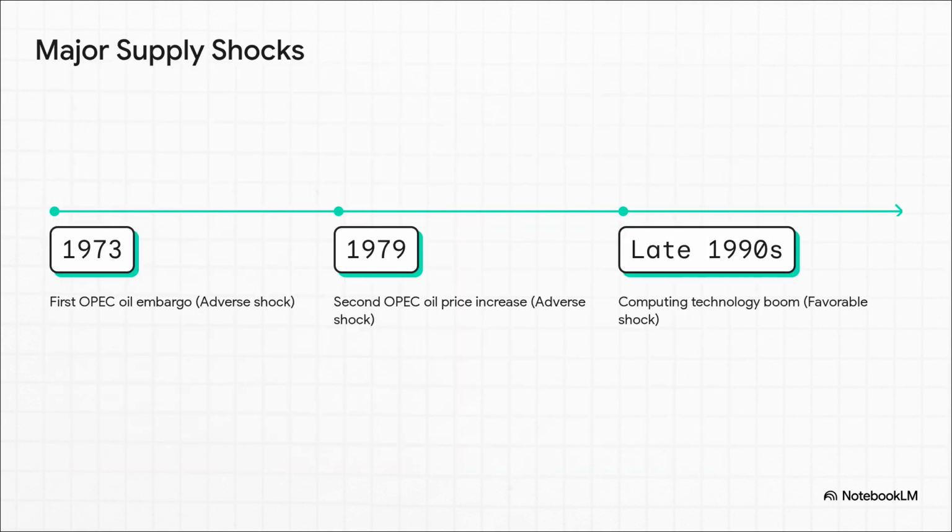You can see this playing out right across modern history. The OPEC oil embargoes of the 1970s made energy incredibly expensive. That was a brutal, adverse supply shock that triggered the exact stagflation we just talked about. But look at the late 1990s. The computing boom acted as a massive, favorable supply shock. Efficiency skyrocketed, shifting the curve outward and sparking incredible economic growth with almost zero inflation.